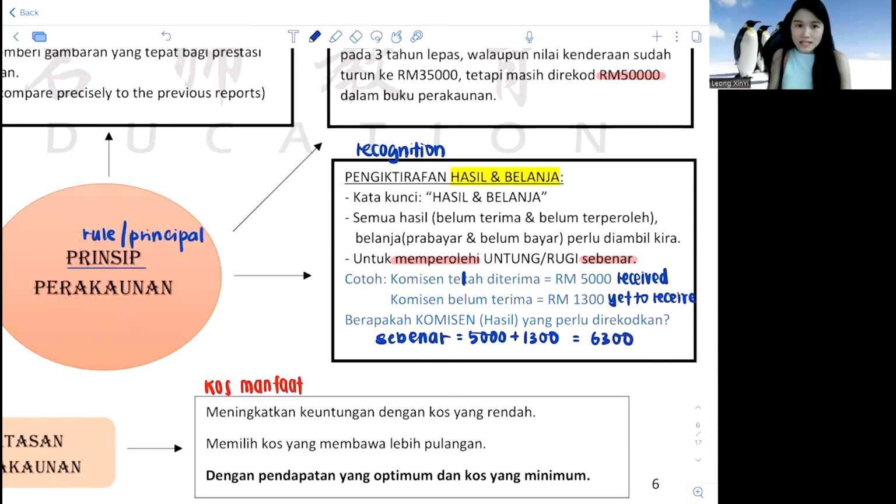6,300. So this one here is actually what you learn in Form 4 Bab 8. You will be learning about it soon on how to do the adjustment. But just a heads up, belum terima means you receive less than what you're supposed to. So if it's less, how do we adjust it back? We will plus so that it gets back to the true figure. This is what we do in pengiktirafan hasil dan belanja. So if you want to easily sense that it is pengiktirafan hasil dan belanja, you can look out for words such as diterima, commission, and so on. The jenis hasil and belanja we have lah.